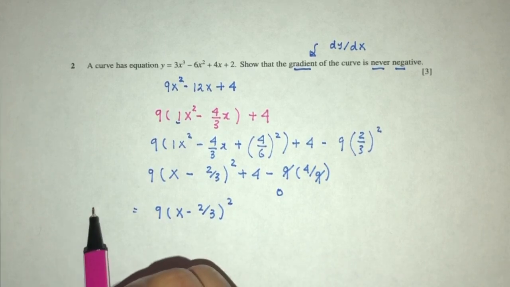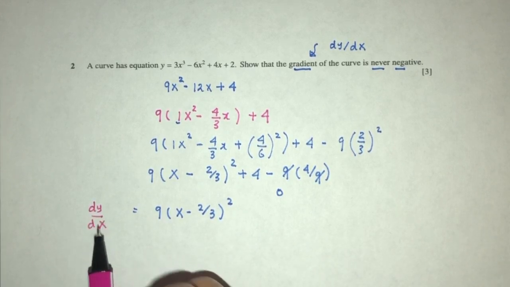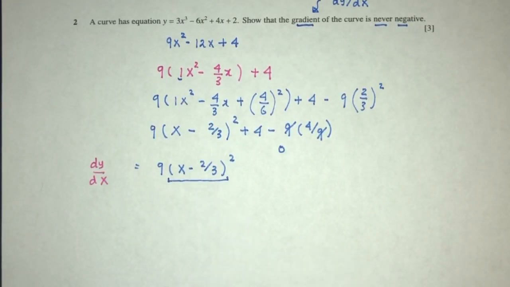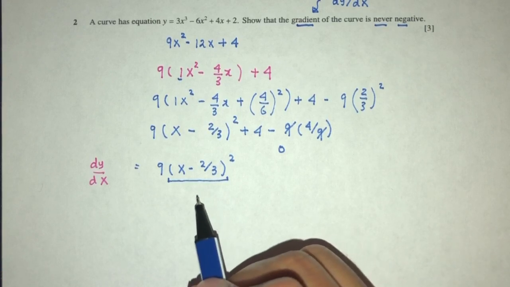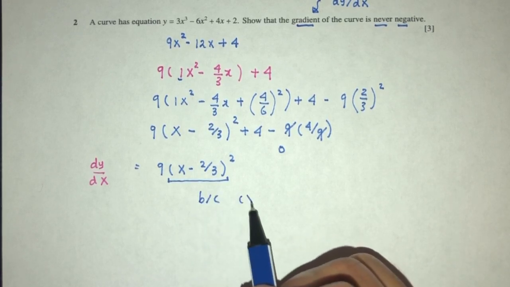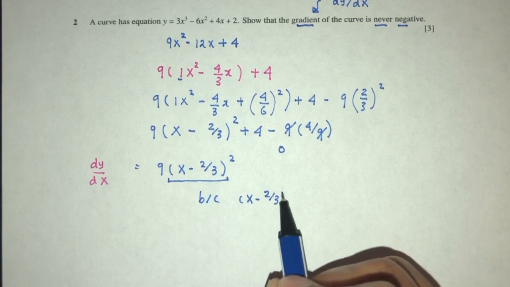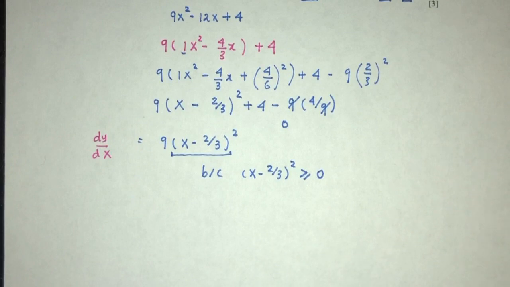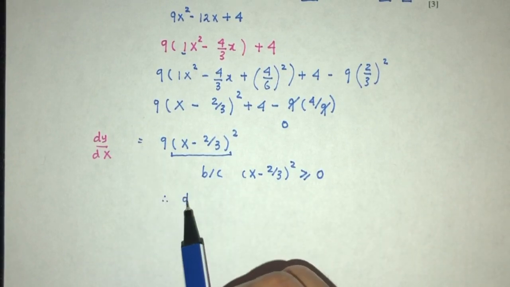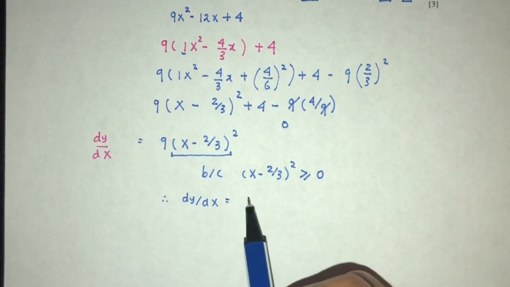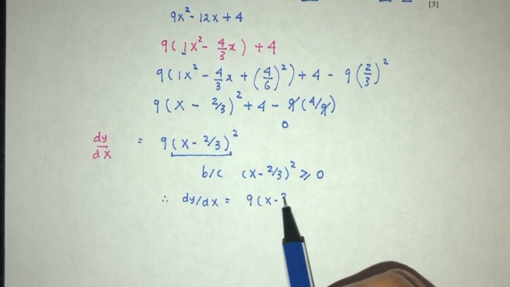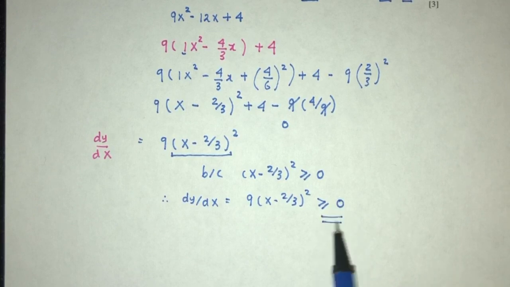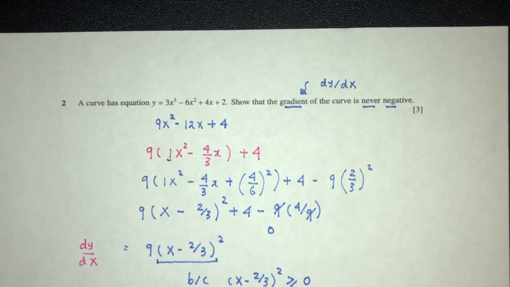Now you can see clearly now dy by dx is equal to this. Now we understand that when you square something, it will never become negative. You can say, because we understand that x minus 2 over 3 squared will always be more than or equal to 0. So we understand dy by dx, which is equal to 9 times this thing, because 9 is only a multiple, will always be more or equal to 0. Because of that, we have shown it will never be negative.